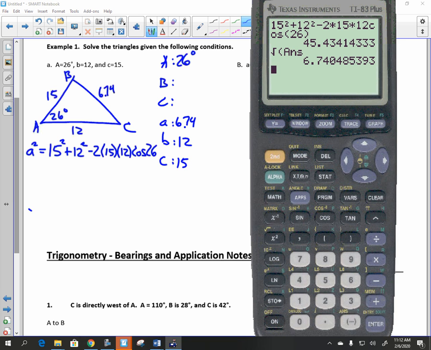What do you think I do in order to find one of the other angles? And that's where we'll pick up when you get back from your lunch. Law of sines.